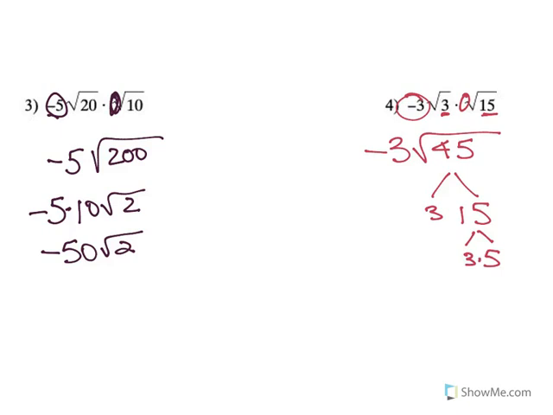Okay, and so that gives us a pair of 3s. So we've got 3 radical 5 for our radical 45, but we've then got that negative 3, so it's really negative 9 radical 5 as our answer.